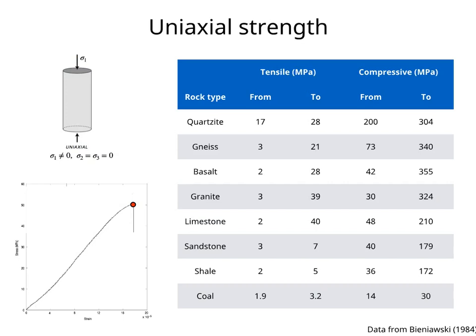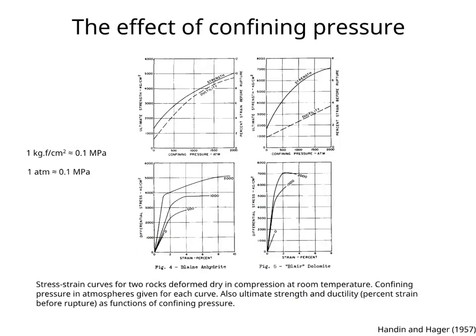The compressive and tensile strengths are in the order of megapascals. The strength and ductility of rocks increase with confining pressure. Ductility is a measure of the amount of inelastic strain before rupture of the sample.